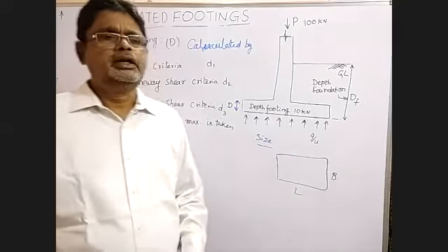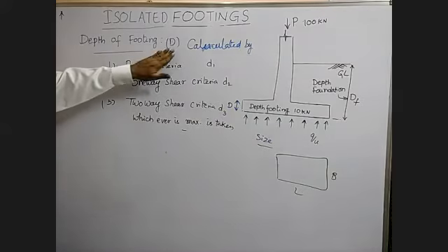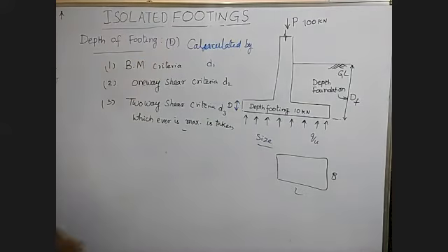Simple design. See, for the design of this depth of footing, there are three criteria. One is bending moment criteria. Second one is the one-way shear criteria. And third one is the two-way shear criteria. We'll study one by one.